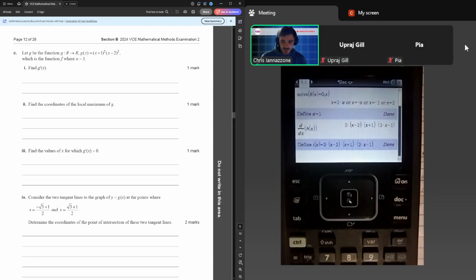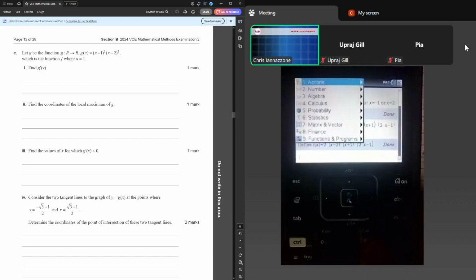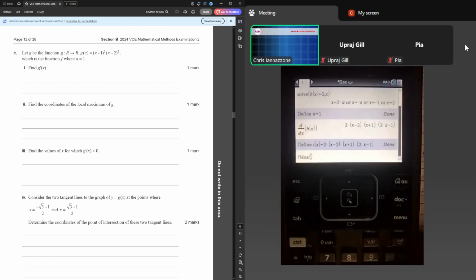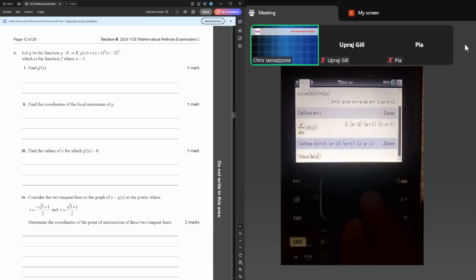Not getting numerical values and getting the function back. Yeah, probably because it's finding infinity. Maybe if I do it here, we may or may not get it. Fmax of, I guess it'd be h of x for this one.